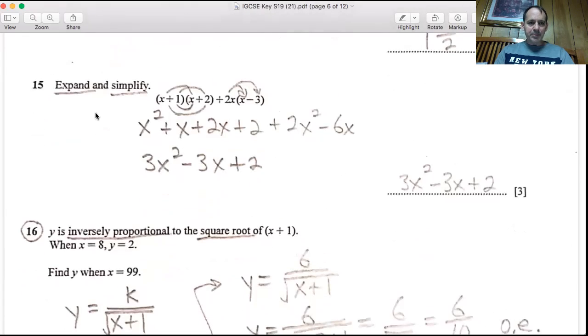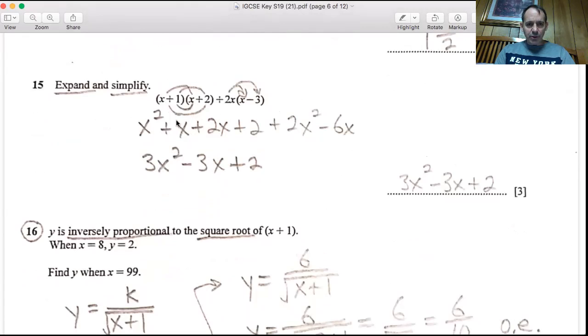Number 15, expand and simplify. Expand means to multiply. So when we look here, we have this multiplication of binomials. So we use the smiley face method, or if you call it the FOIL method, I like calling it the smiley face method. X times x is x squared.